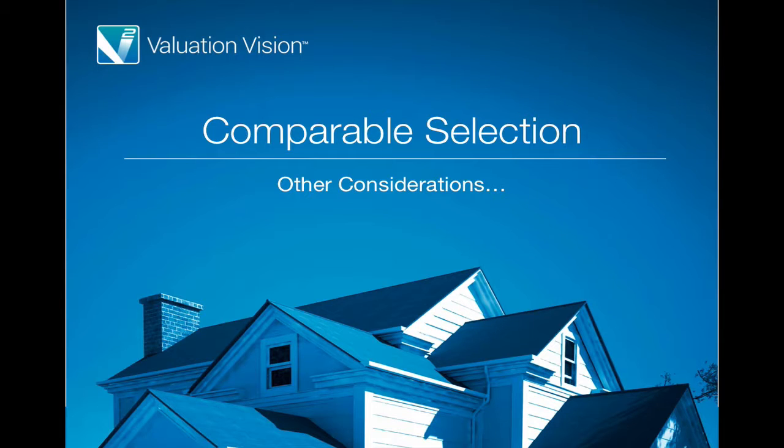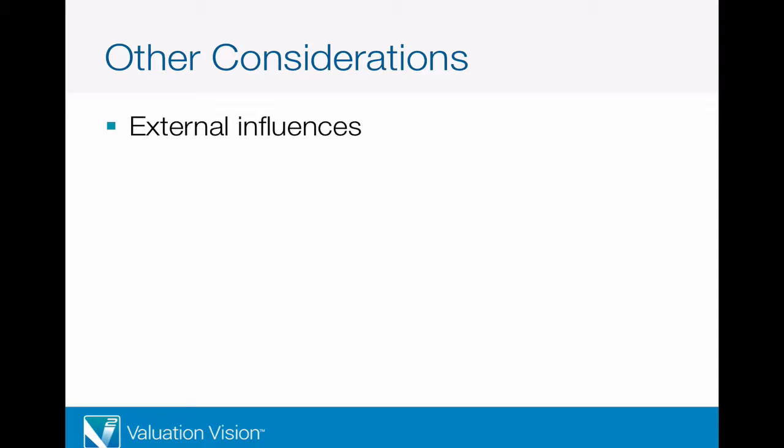In a previous video, we discussed the three main drivers behind comparable selection. In this video, we want to talk about some other things you need to consider. First, we want to talk about external influences.